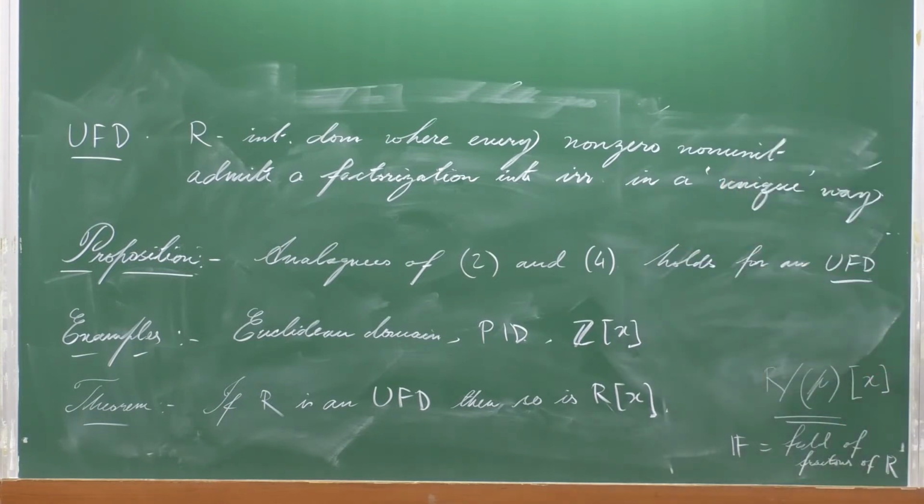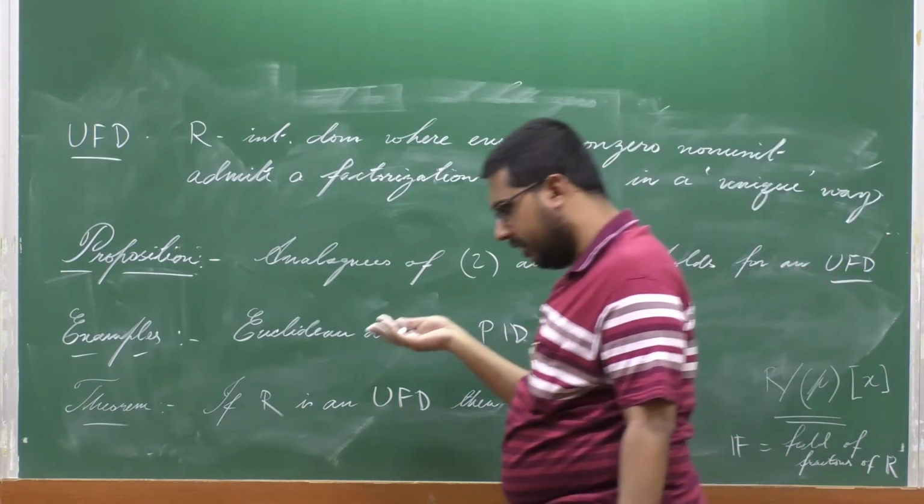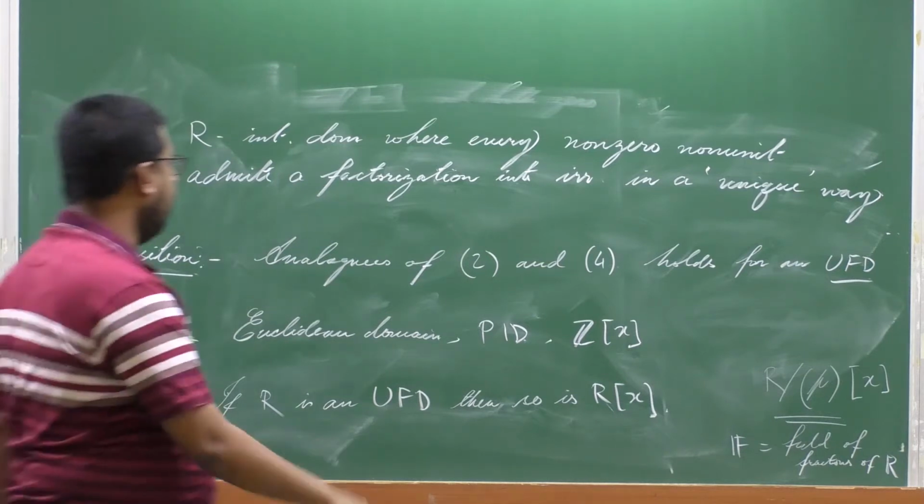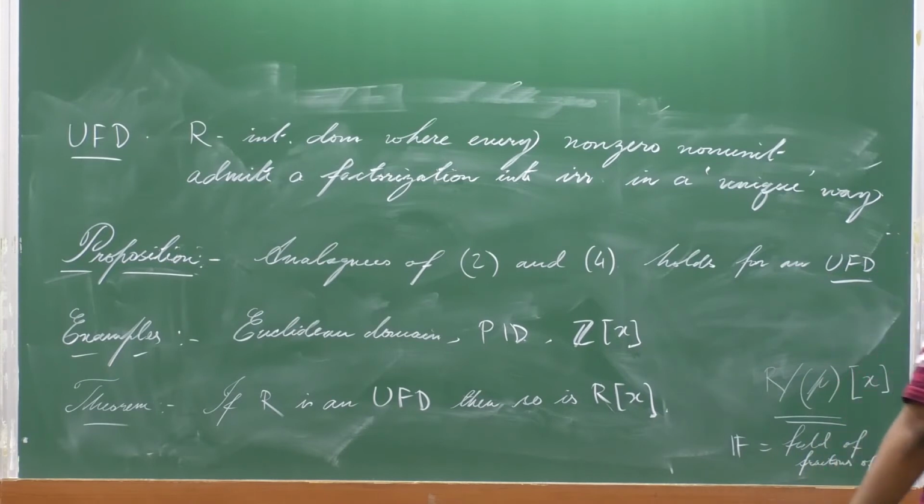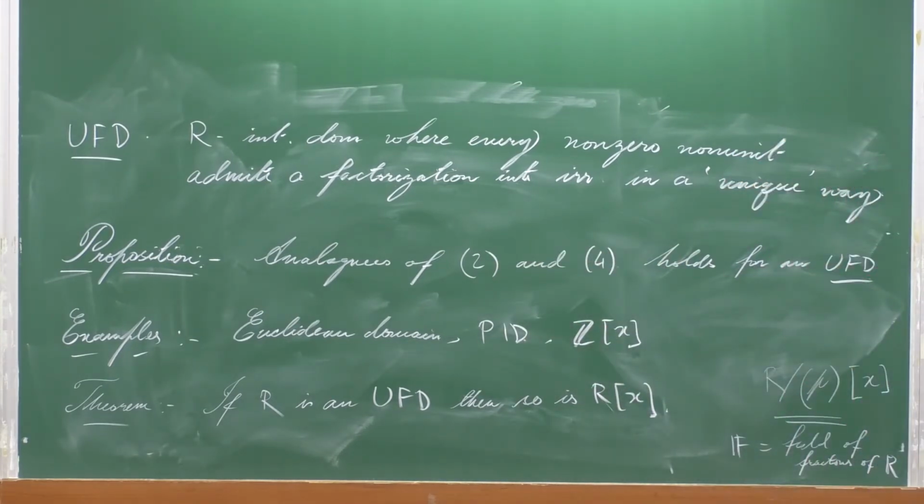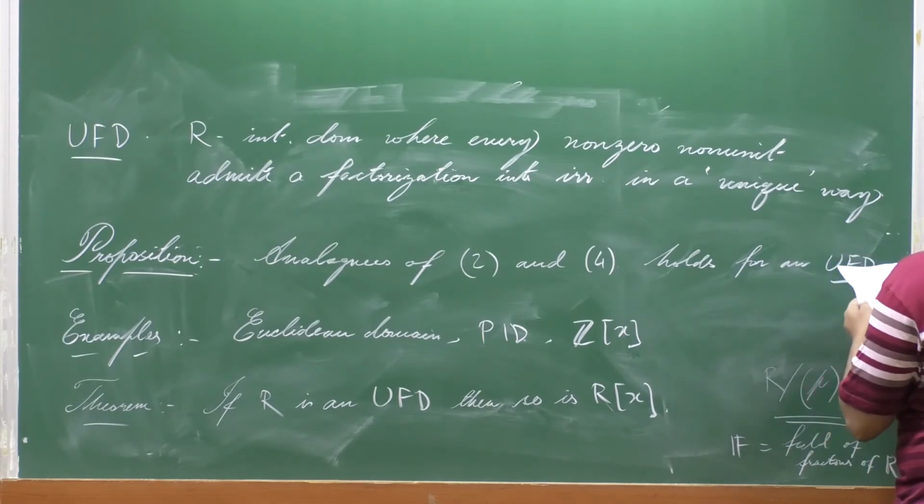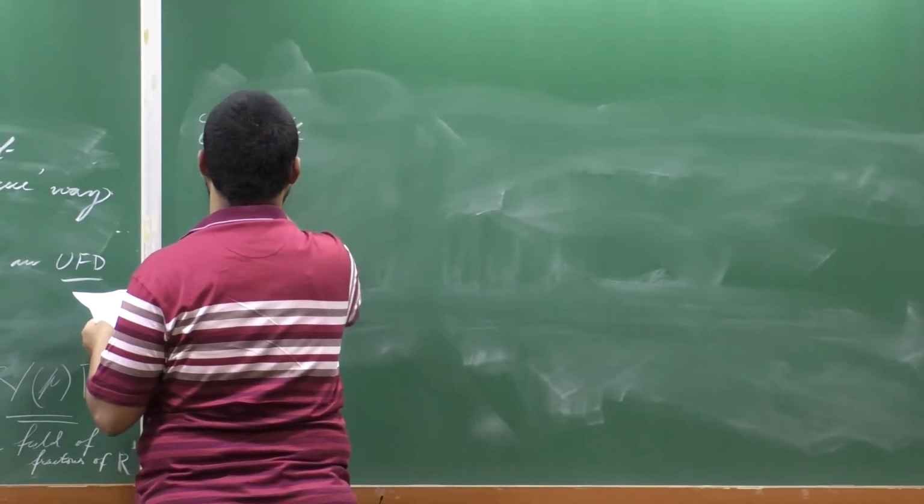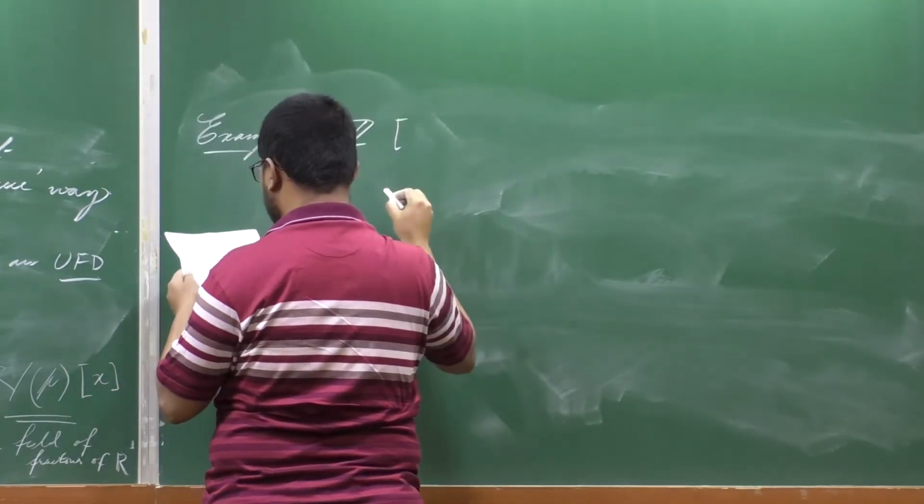I think I have made my point clear that to show something is an example of a UFD might be difficult, but sometimes it becomes relatively easier to show some integral domain is not a UFD, because of these two things which necessarily hold in a UFD. So, for example, let's consider this example: Z[root minus 5].